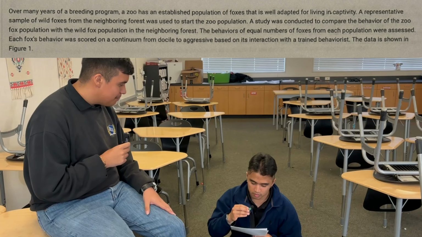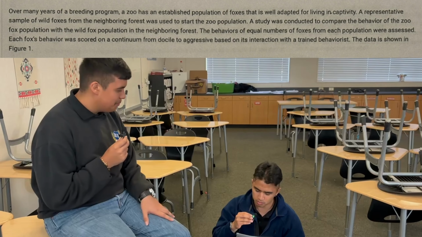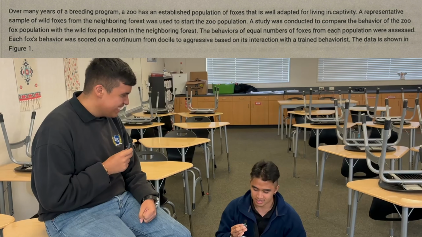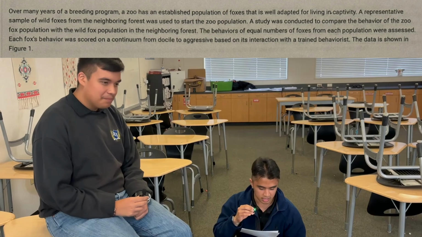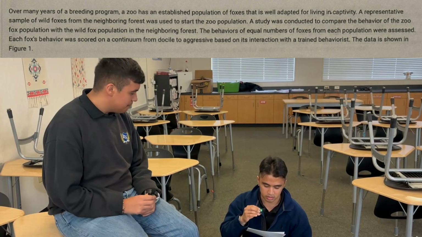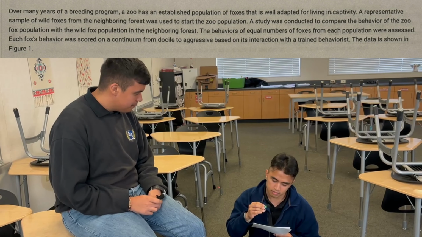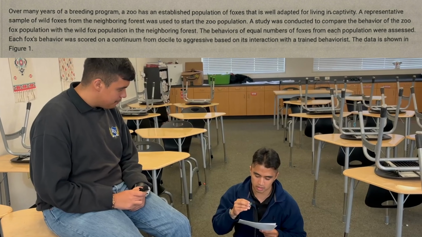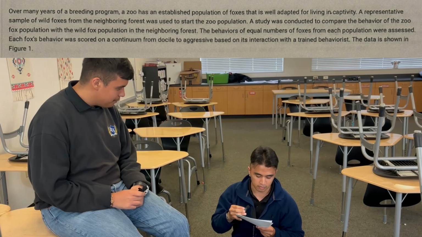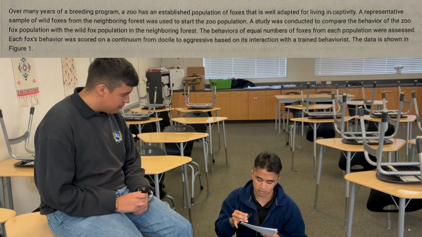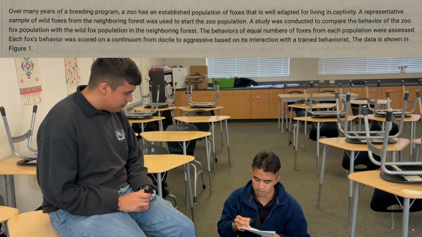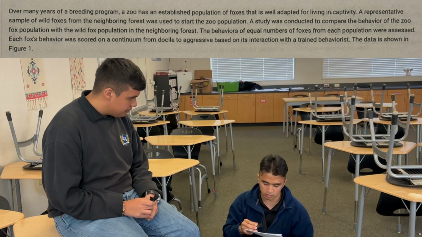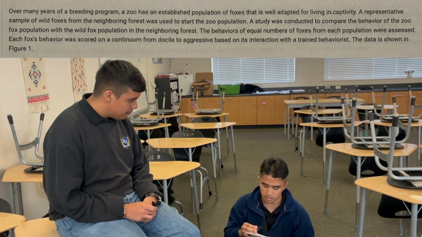Over many years of a breeding program, a zoo has an established population of foxes that is well adapted for living in captivity. This is not my normal voice. A representative sample of wild foxes from a neighboring forest was used to start the zoo population. A study was conducted to compare the behavior of the zoo fox population with the wild fox population in the neighboring forest. The behaviors of equal numbers of foxes in each population were assessed. Each fox behavior was scored on a continuum from docile to aggressive based on its interaction with trained behaviorists. The data is shown below.